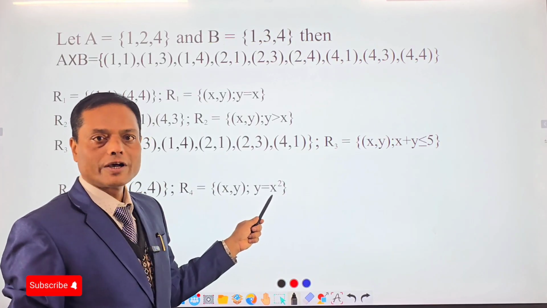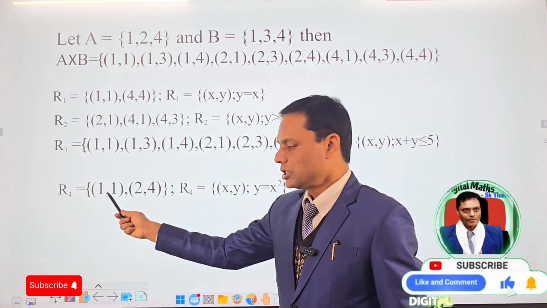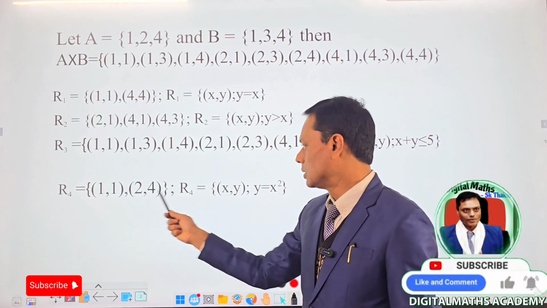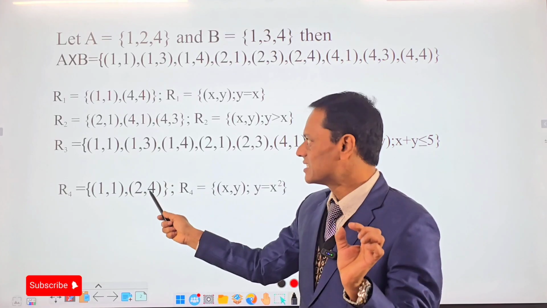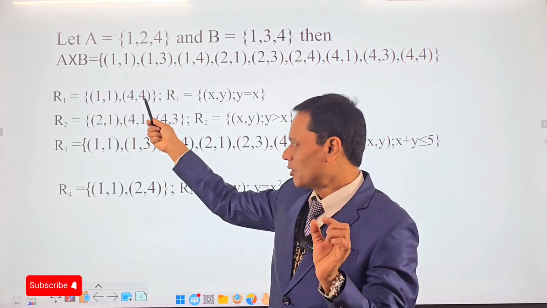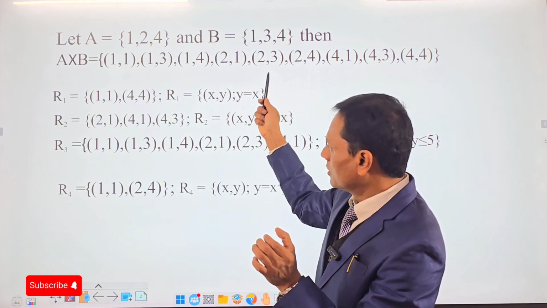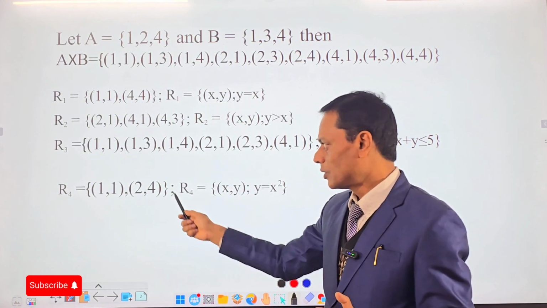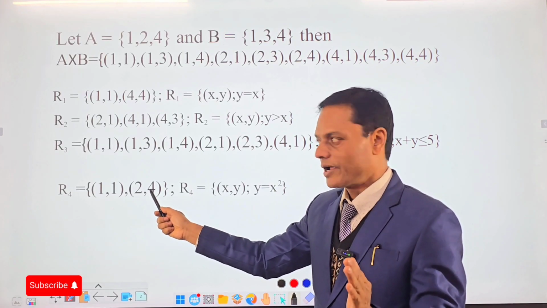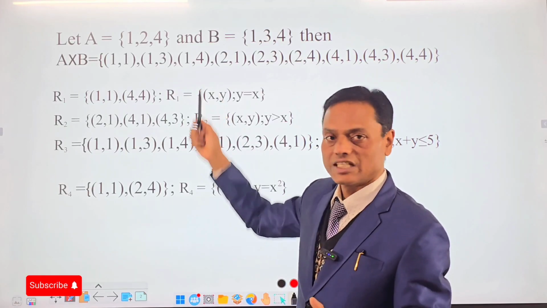The next condition: the second is the square of the first. So you can see 1 is the square of 1, 4 is the square of 2. So only 2 ordered pairs we can select under this condition. We can say that 9 is the square of 3, but we cannot select (3,9) because (3,9) is not a part of the Cartesian product.